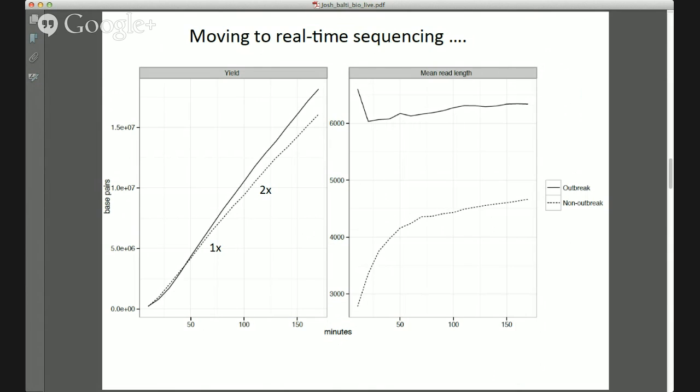So from the two runs that we did, this is some plots showing the yield over time and the mean read lengths. So we're getting fragment lengths of around between 4 and 6 kilobases, and we've taken the output of the run and we've binned it into 10 minute chunks, so you can see the data being generated in real time.